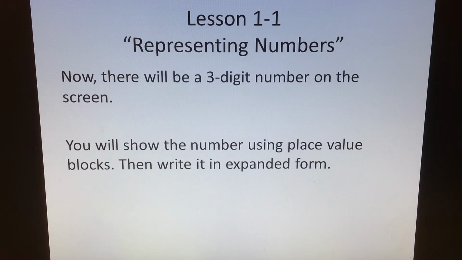Now there will be a 3-digit number on the screen, and you will show the number using place value blocks. Then write it in expanded form. Again, pause the video as you need to, and use place value blocks if you have them, or draw them if you don't.